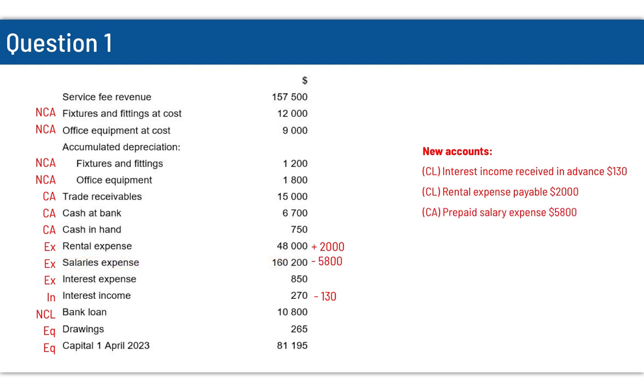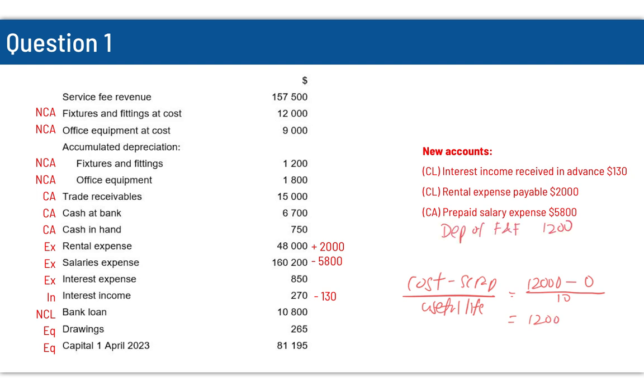Okay, the next two adjustments are depreciation. First one is using straight line. They gave us 10 years. They didn't give us the percentage. So you must know the formula for cost minus scrap value, which is 0 here. So cost 12,000 minus 0 divided by 10. This will give you your depreciation expense. And then take this amount and add it into your accumulated depreciation.